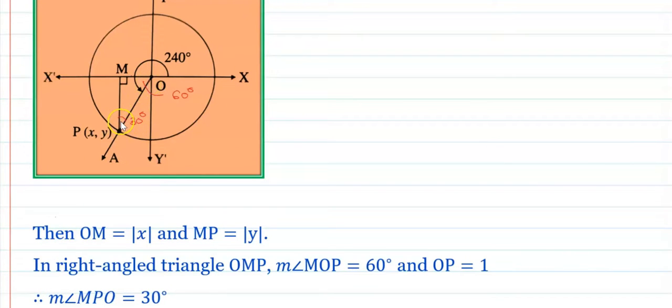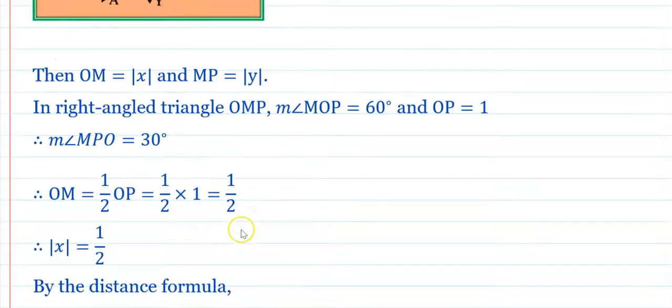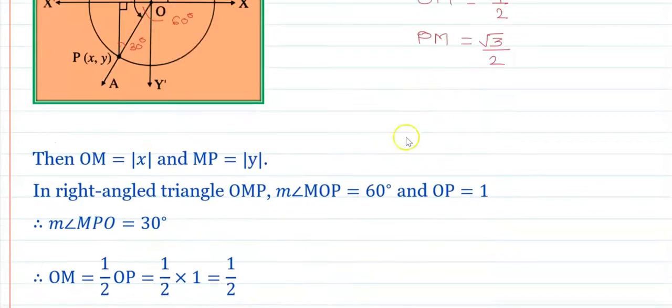Side opposite to angle 30 degrees is half of the hypotenuse. Therefore OM is equal to 1 upon 2, and the side opposite to angle 60 degrees means what? This is PM. PM is equal to root 3 upon 2. OM is equal to 1 upon 2, that is equal to the x distance.